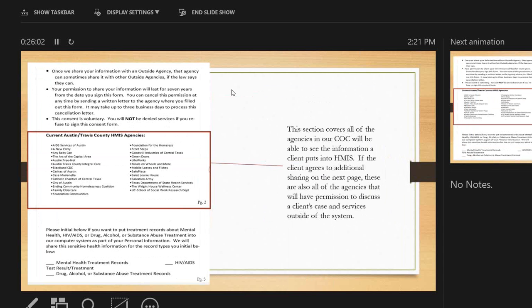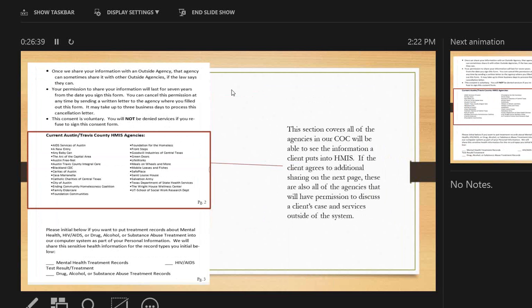Okay. And current Austin Travis County HMIS agencies, those are Aid Services of Austin, A New Entry, Any Baby Can, the Arc of the Capital Area, Austin Freenet, Austin Travis County Integral Care, Blackland CDC, Caritas of Austin, Casa Marianella, Catholic Charities of Central Texas, the City of Austin, Indian Community Homelessness Coalition, Family Elder Care, Foundation Communities, Foundation for the Homeless, Front Steps, Goodwill Industries of Central Texas, Green Doors, LifeWorks, Meals on Wheels and More, Mobile Loaves and Fishes, Safe Place, St. Louis House, Salvation Army, Texas Department of State Health Services, the Wright House Wellness Center, and UT School of Social Work Research Department.